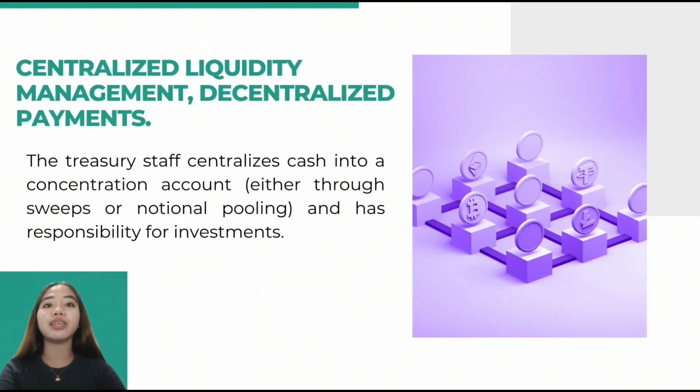Number 3 is the centralized liquidity management, decentralized payments. So, the treasury staff centralize cash into concentration accounts and have responsibility for investments. However, local managers are still responsible for disbursements. So, in simple words, the centralized liquidity management with decentralized payments strategy is where the central treasury function takes on responsibility of consolidating cash flows, optimizing liquidity, and managing investment on behalf of the organization. Meanwhile, the individual business units and subsidiaries retain control over their payment process and day-to-day financial operations.